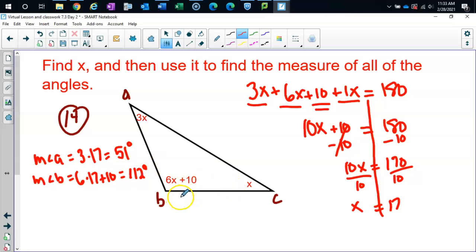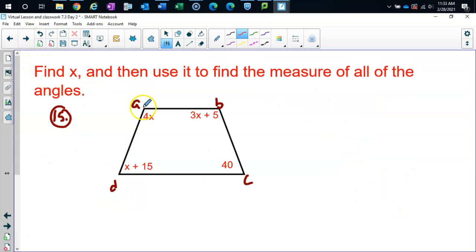And last but not least, find the measure of angle C. Go. Well, angle C is easy. It's x. X is 17, so it's 17. If you add 51, 112, and 17, you do get 180, so you know you're right.